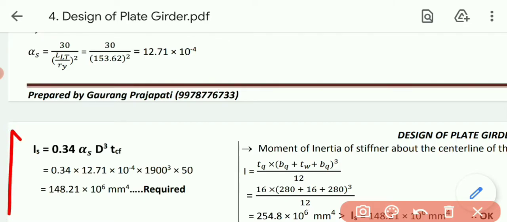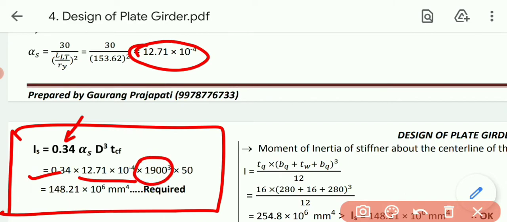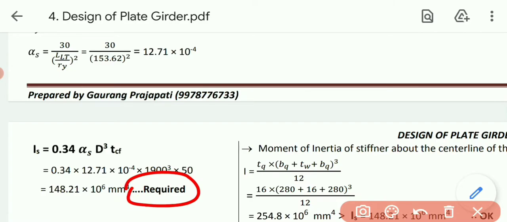So now I can calculate the IS. Formula stands for 0.34 alpha s d cube TCF. 0.34 alpha s 12.71 into 10 raised to minus 4, d 1900 cube, and TCF, that is thickness of flange, that is 50. So ultimately I will get the answer, that is 148.21 into 10 raised to 6 mm raised to 4. See, what does this mean? That this much moment of inertia is required in our plate girder. So this one will be our requirement. Now the stiffener which we have provided must resist this moment of inertia.